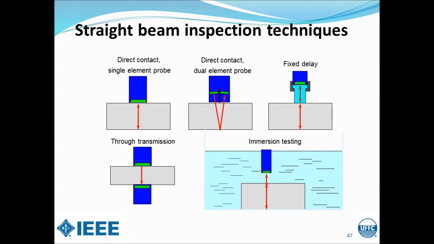Many of the tests described are called straight beam inspection techniques. These allow for direct contact, either through one or two elements, those with a fixed delay, by using through transmission, or immersing the workpiece and the probe inside of a fluid.